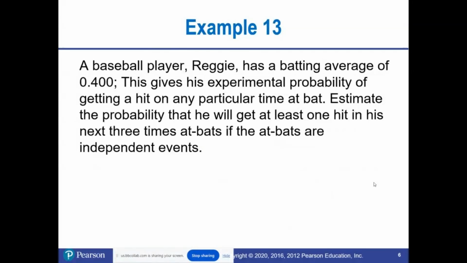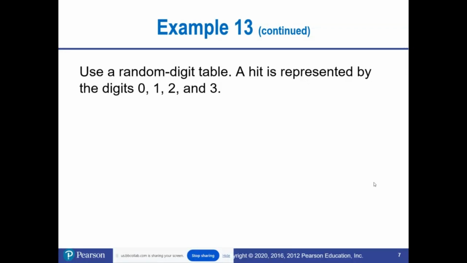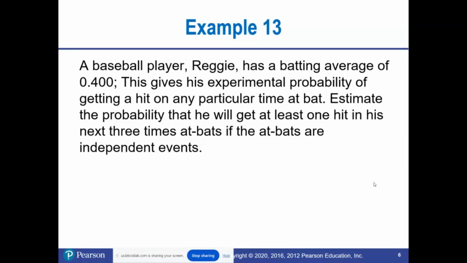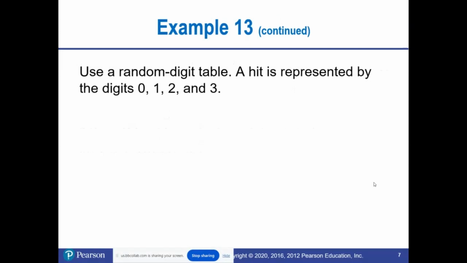In this example, we have a baseball player that has a batting average of .400. This gives his experimental probability of getting a hit on any particular time at bat. We want to estimate the probability that he will get at least one hit in his next 3 times at bat if the at-bats are independent events. So we can use a random digit table there rather than having Reggie come up and hit 3 times.